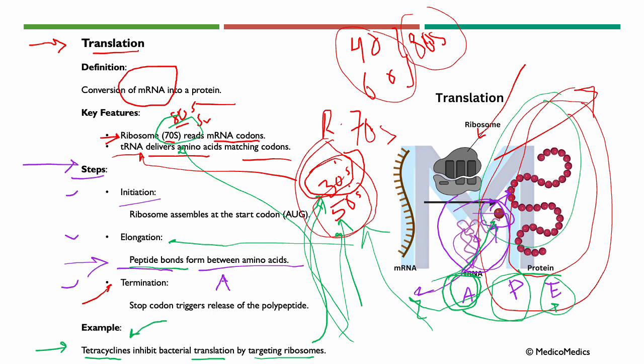We also have another group targeting the 30S subunit, which is aminoglycosides. Some of these are gentamicin or streptomycin, etc. These bind to the 30S subunit, causing misreading of mRNA, leading to the production of non-functional proteins. And these are bactericidal, so these kill the bacteria.